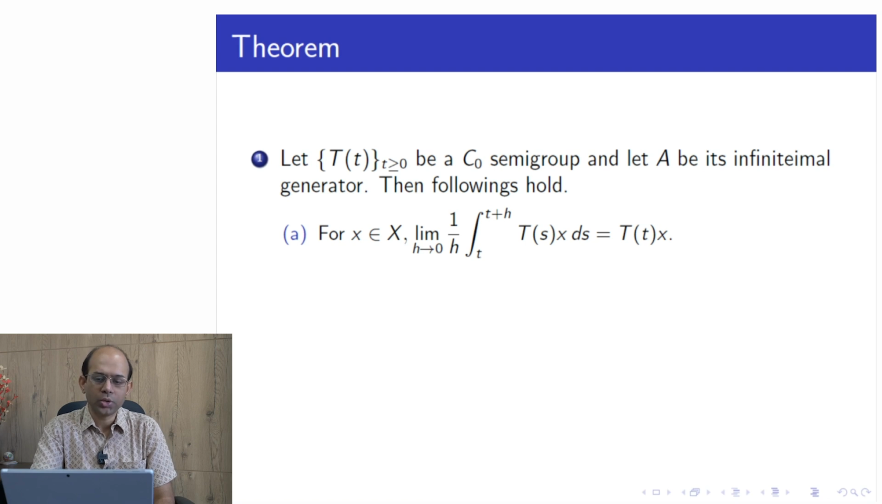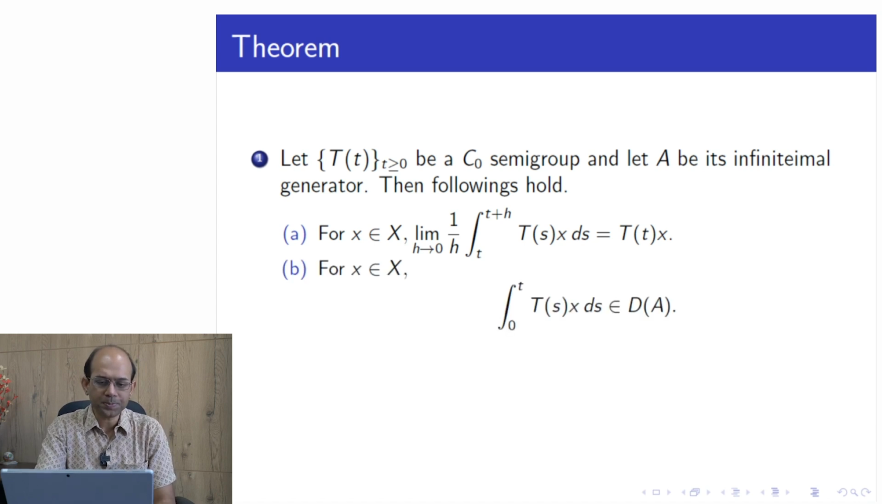Okay. So this property is immediate actually because of the continuity. This is a continuous function, and that is true because it is a C0 semigroup. So if it is continuous, then of course if you integrate from t to t plus h, divide by h and take the limit as h tends to 0, you would get the value at t. So that is actually immediate.